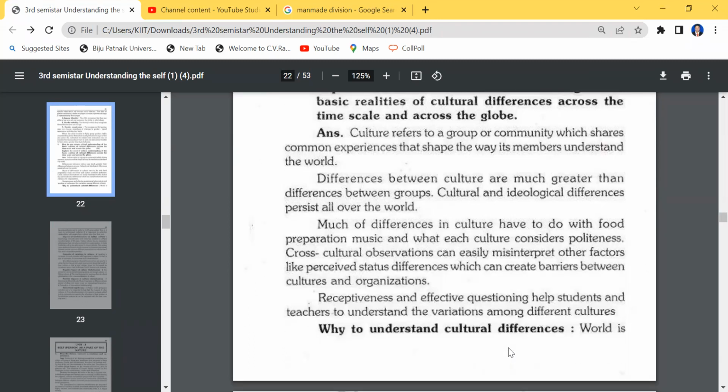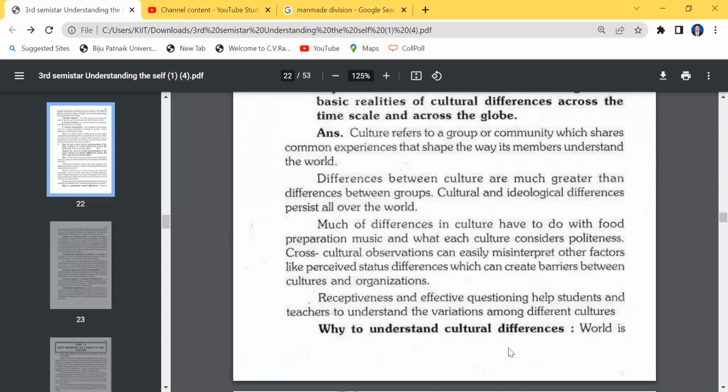Culture refers to a group or community which shares common experiences. Cultural and ideological differences persist all over the world. In this world, we just follow our culture or cultural or ideological differences. Much of the difference in culture has to do with food. Culture means we have to consider food differences, food preparation, music, and what each culture considers politeness.